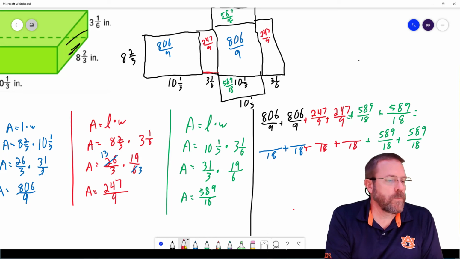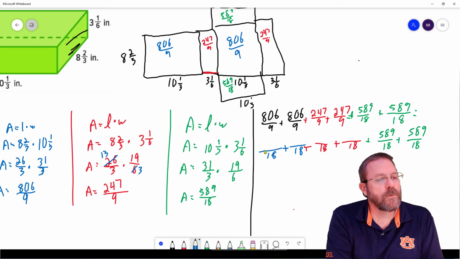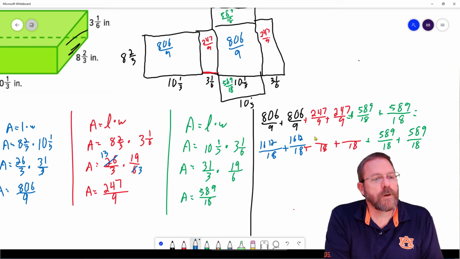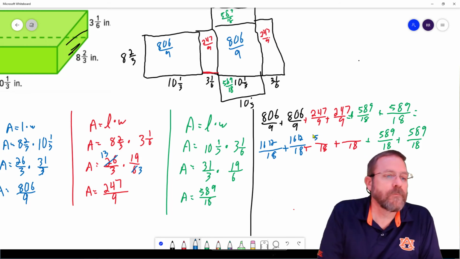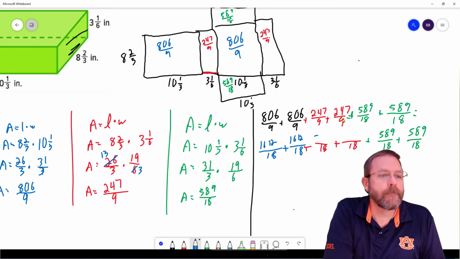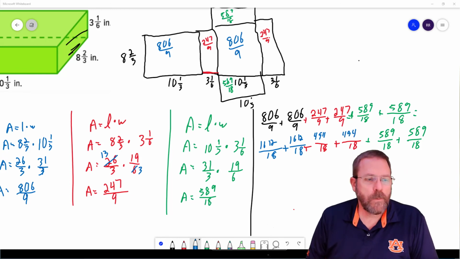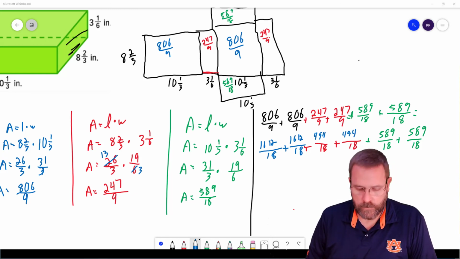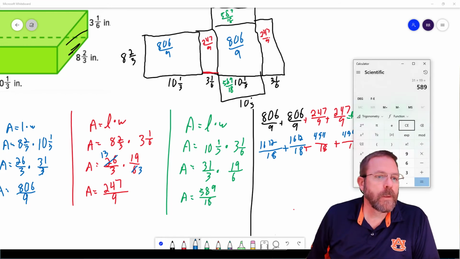Now we're going to have to double the ones up above, so 806 double, that's going to be 1612 and 1612. And then 247 double, that is going to be 494, and 494. Get my numbers right here. Now we're into some serious calculator time, so bring my calculator back up.